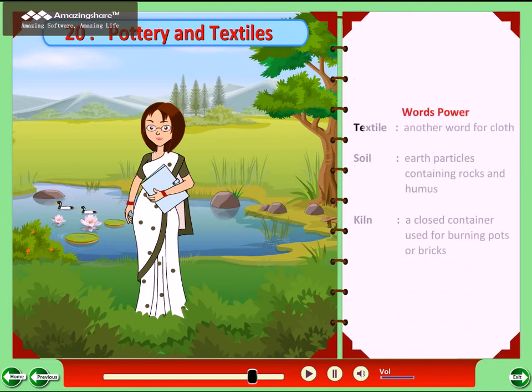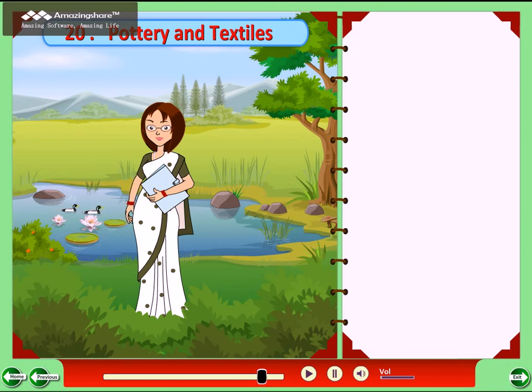Words power. Textile, another word for cloth. Soil, earth particles containing rocks and humus. Kiln, a closed container used for burning pots or bricks.